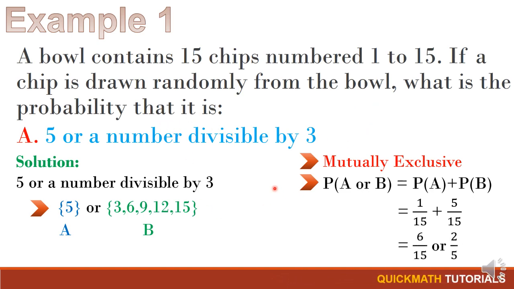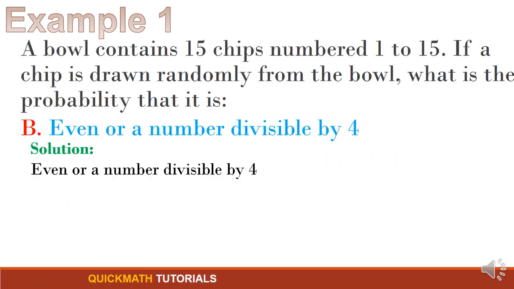So to add this, we have 1 plus 5 is 6 over, copy the denominator, 15. Since this fraction is not in lowest terms, we will just divide both by 3, or 6 divided by 3 is equal to 2, and 15 divided by 3 is equal to 5. Therefore, the probability of getting a number 5 or a number divisible by 3 is 2 over 5.